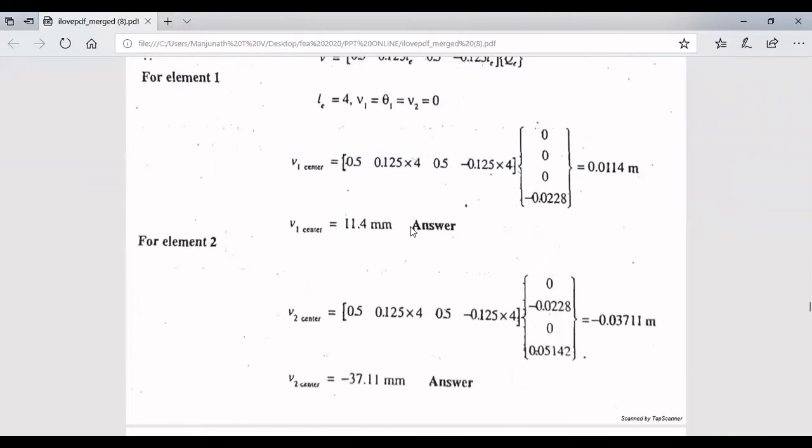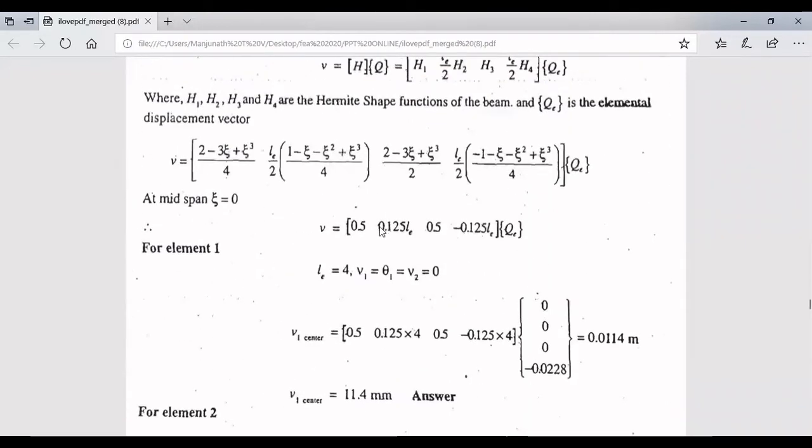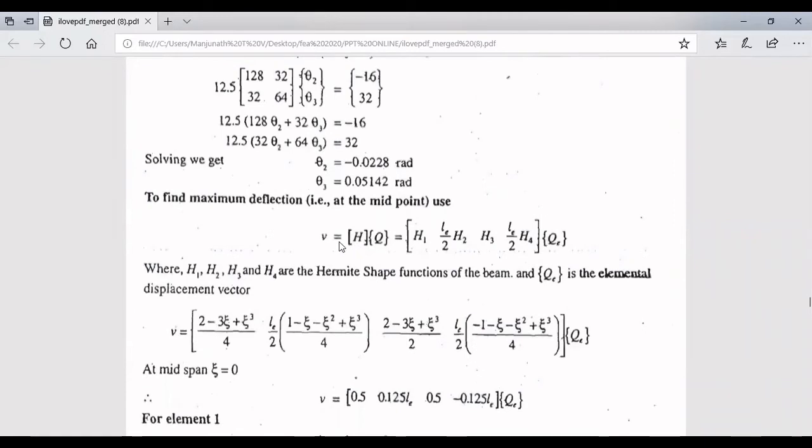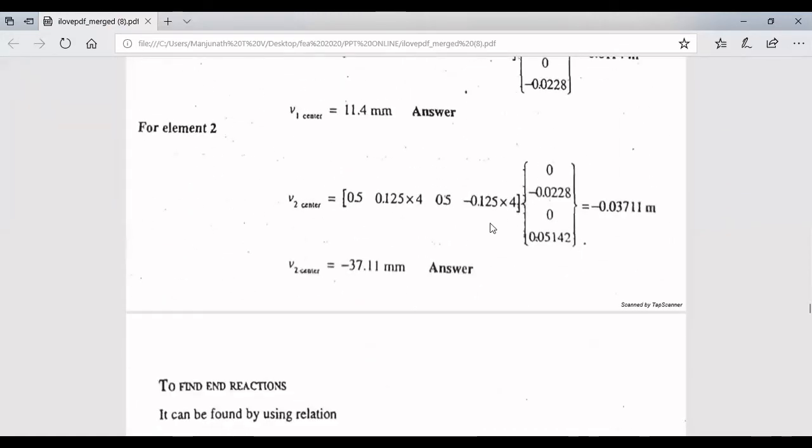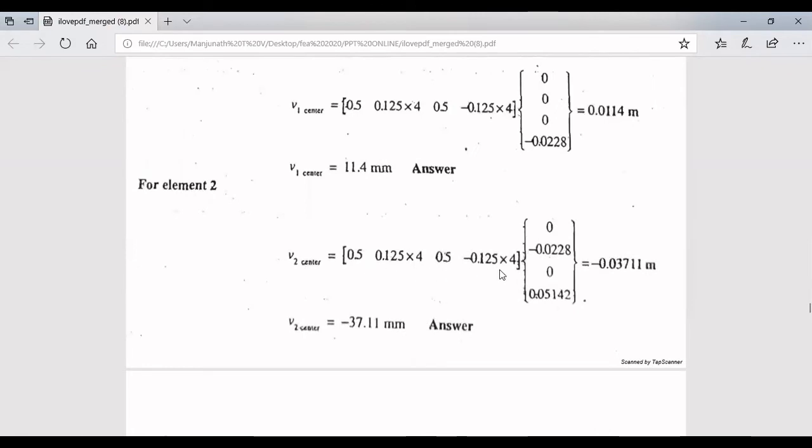Then similarly for the second element, this equation remains the same for all elements. Only the nodal displacement vector is going to change. For the first element it remains with V1, theta 1, V2, theta 2. For the second element it is V2, theta 2, V3, theta 3. Similarly, if there is a third element, it is V3, theta 3, V4, theta 4, and so on. The H values are the same, and only the nodal displacement vector values change for the second element.